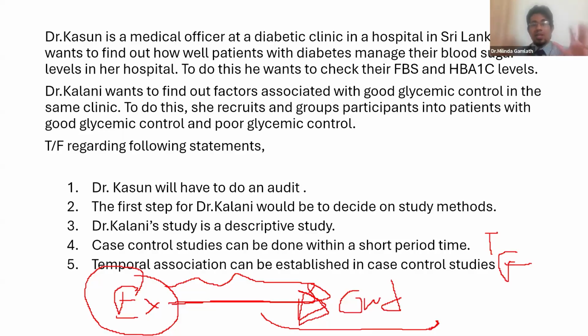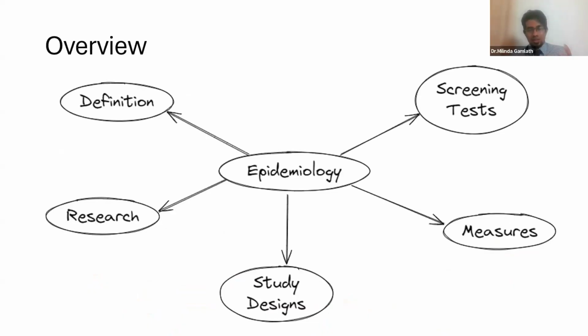So basically that is it. This is what we have learned. We learned about the definition of epidemiology. We learned that it is the study of the distribution and determinants of health-related events, and the use of that knowledge to control those diseases.